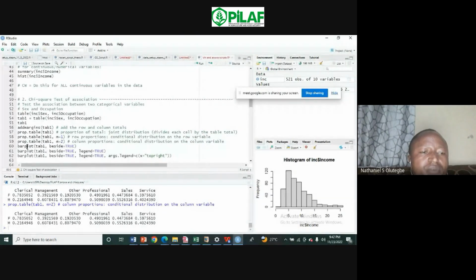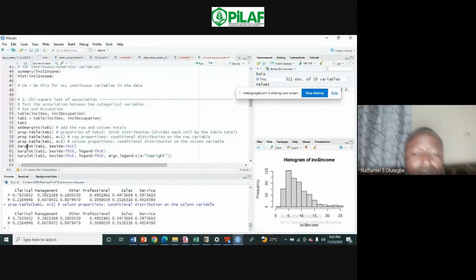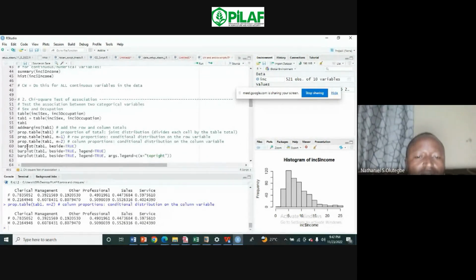But all of these are just to give us what looks like an idea of the direction of the association. What helps our decision about whether or not there's a test of association is not all of this. It's still the chi-square test that we are going to be doing much later. But all of these are equally important for us to be able to interpret our results appropriately.